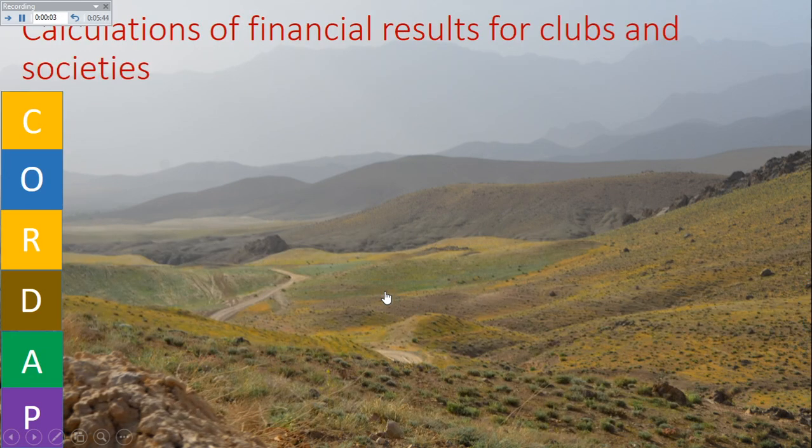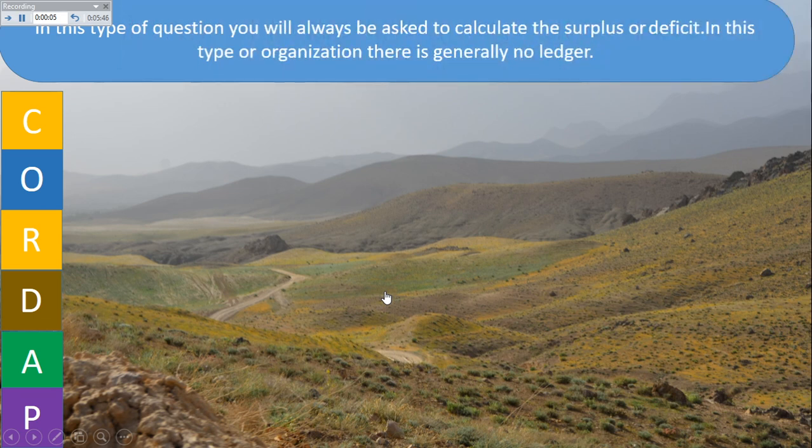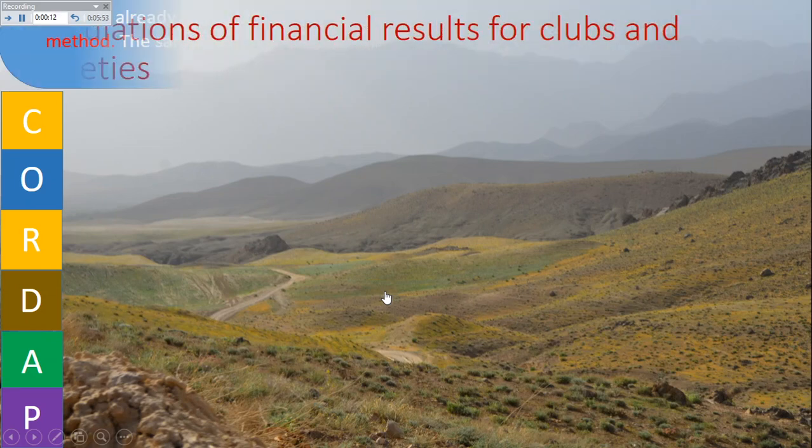Calculation of final result for clubs and societies. In this type of question, you will be asked to calculate the surplus or deficit. In this type of organization, there is generally no ledger.